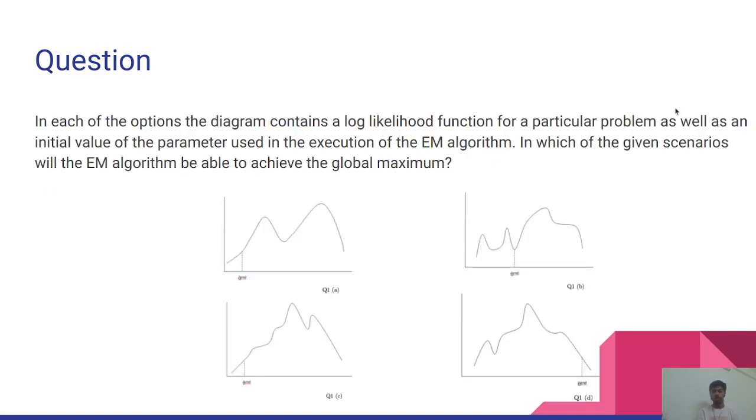Okay. So basically, you have four graphs, four plots, and this contains the log likelihood function, and you have the initial values. So the initial values are this one, this one, this one, and this one. These four are the initial values, and the question is which of the four options will reach the global maximum.